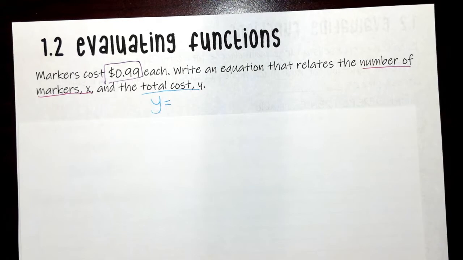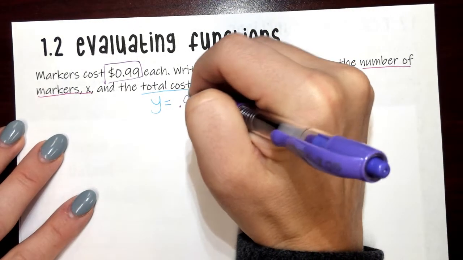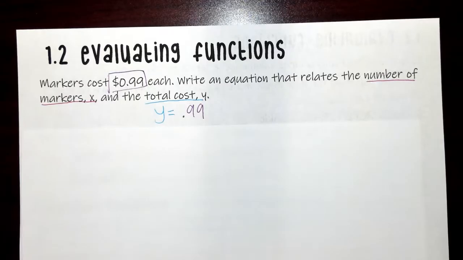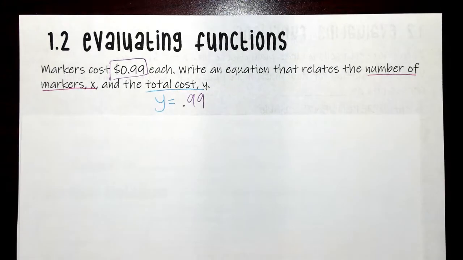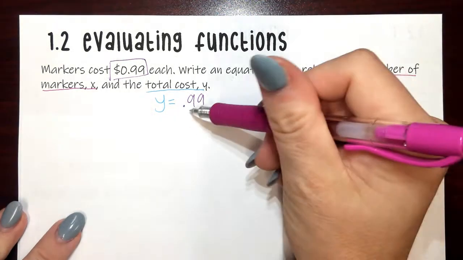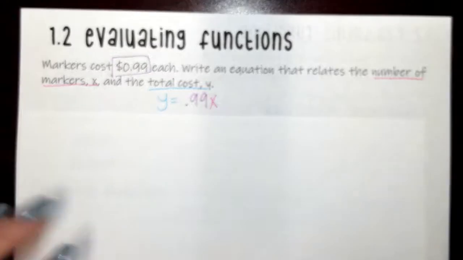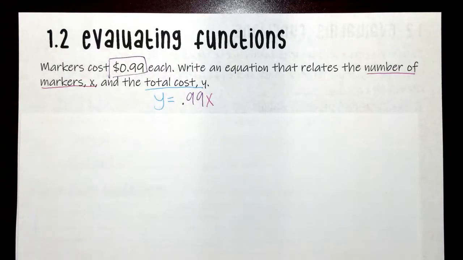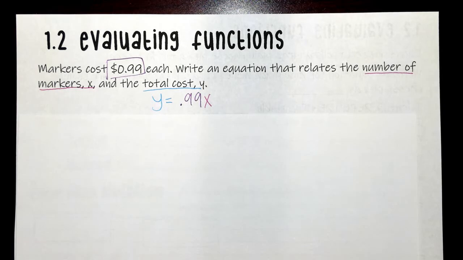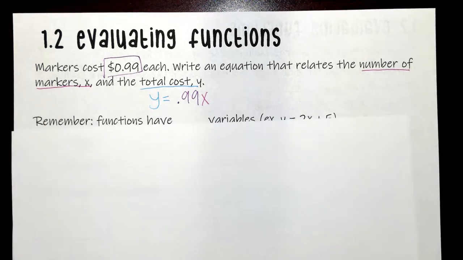And then how much does each marker cost? Well, they cost 99 cents, we know that. And how would we find out how much any number costs? We would take 99 cents and multiply it by the number of markers we pick up, and the number of markers is represented by x. So if each marker cost 99 cents and I wanted to buy 5, that's how I would get my total cost that I know I'm going to spend.